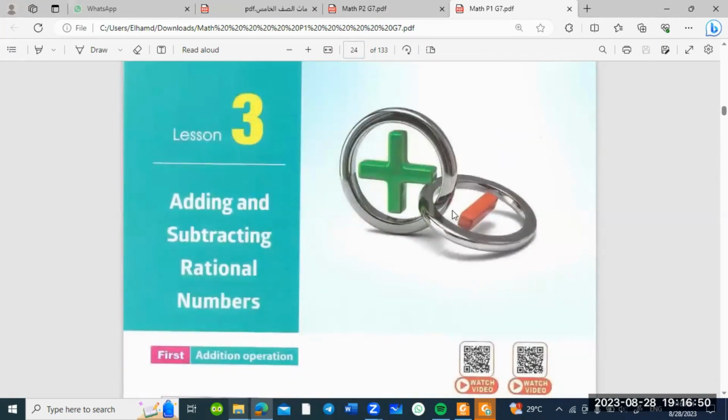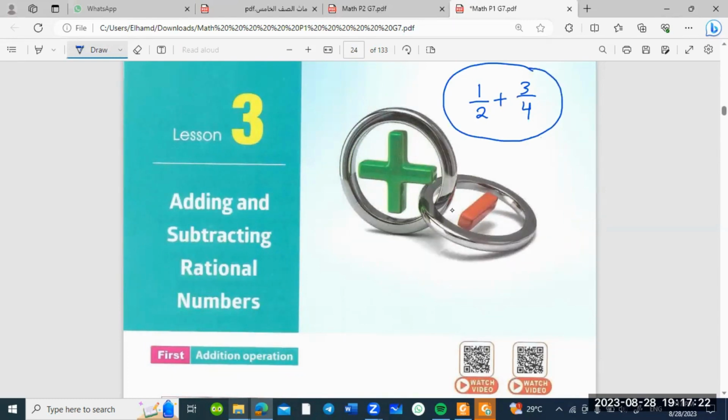Let's get started. Lesson 3. As we can see, what is the title of the lesson? Adding and subtracting rational numbers. Do you remember adding and subtracting fractions? Yes. Fractions. When you have two fractions like 1/2 plus 3/4, do you remember how we can add both of these fractions?